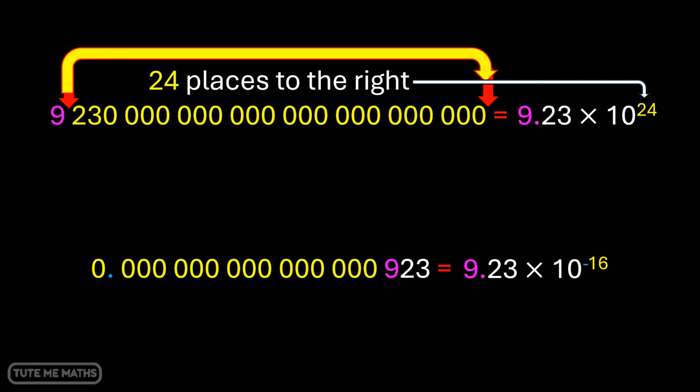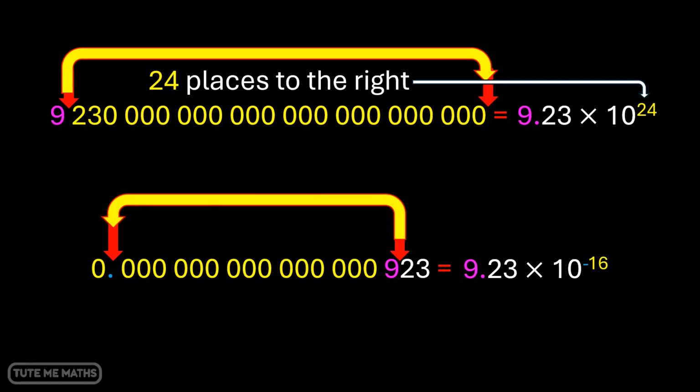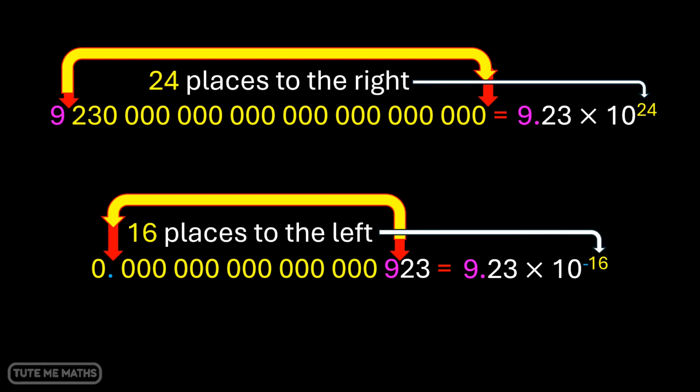For the second example, we have a very small number. The original position of the decimal point was here, but now it's here. Counting the digits, we find that it has moved 16 places. We would need to move it 16 places left to put it back where it was. So the power of 10 is negative 16.